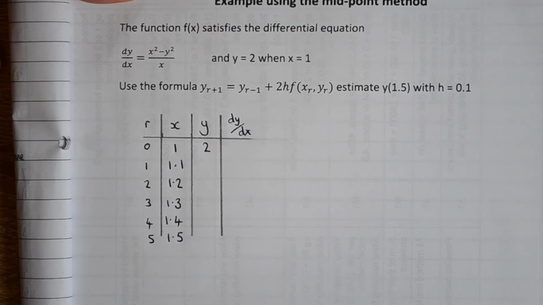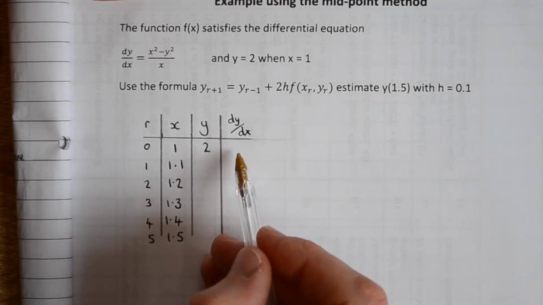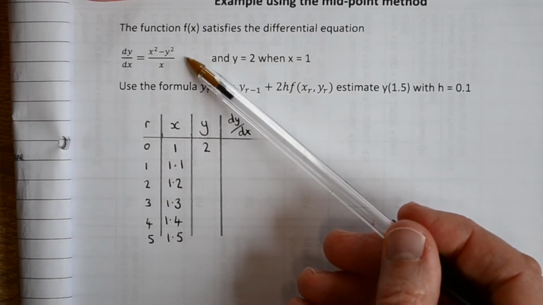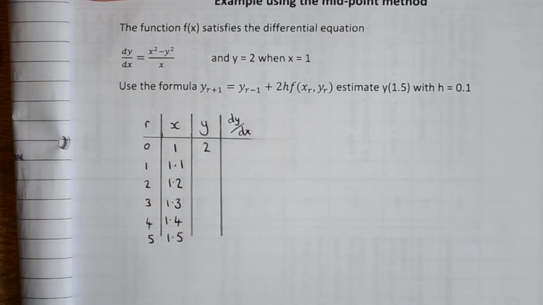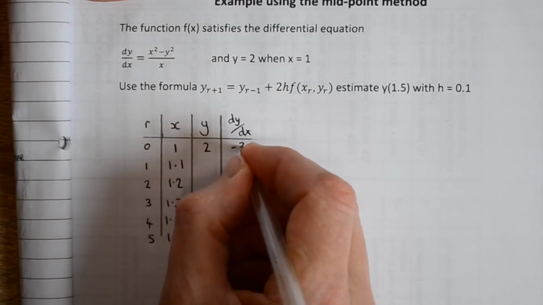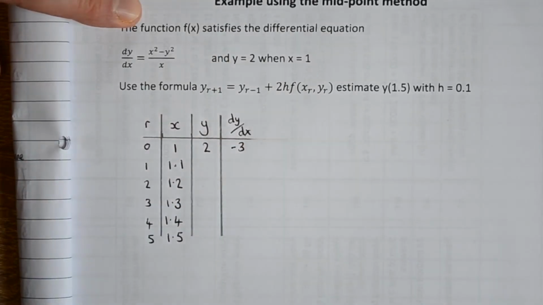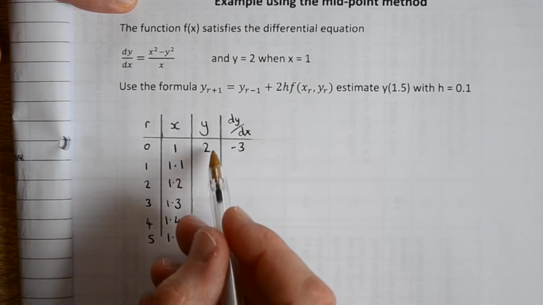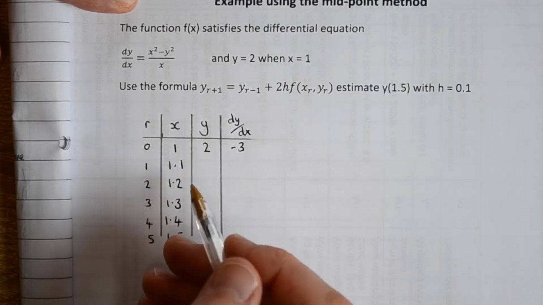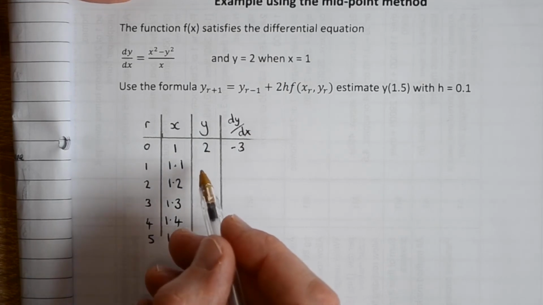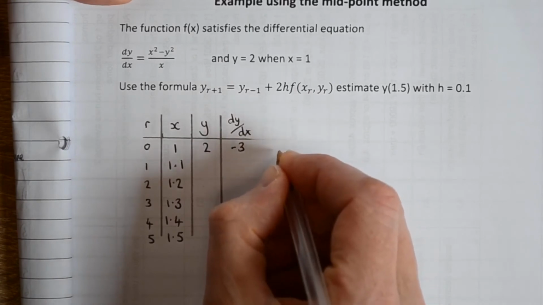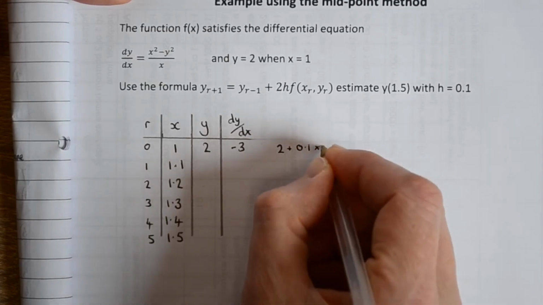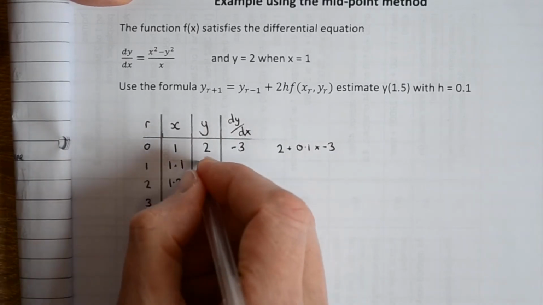Okay, so first of all we need to calculate the gradient at our initial point. So we calculate that using our differential equation. So that's 1 squared take away 2 squared, all divided by 1. So that's going to be -3. Now for the midpoint method, we want to go back 2 spaces or two rows to find our previous y value, but since we can only go back 1, we use Euler's step-by-step method just to find this one. So we're going to use the previous y value plus the step length times the gradient. So that's going to give us 1.7.